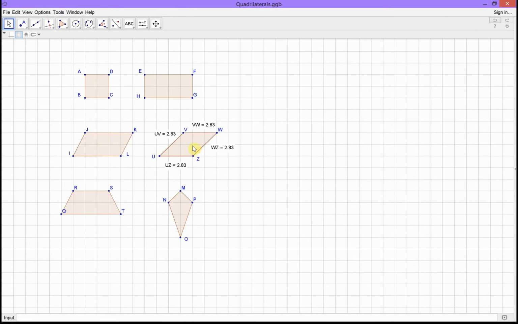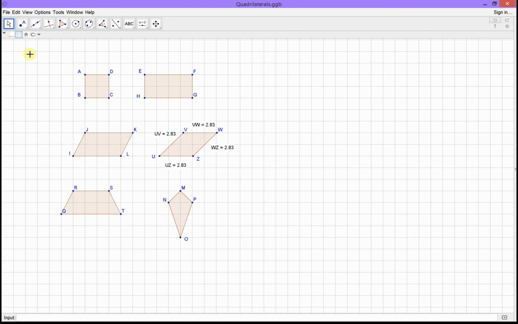Parallelogram, rhombus. So similar to how a square is a rectangle, a rhombus is a type of parallelogram where all the sides are equal. A trapezoid. This is a special trapezoid. Trapezoids in general just need to have one pair of opposite sides being parallel. This one also has opposite sides over here that are equal. So this one's called an isosceles trapezoid, similar to an isosceles triangle where there's two sides that are equal. And finally, a kite.